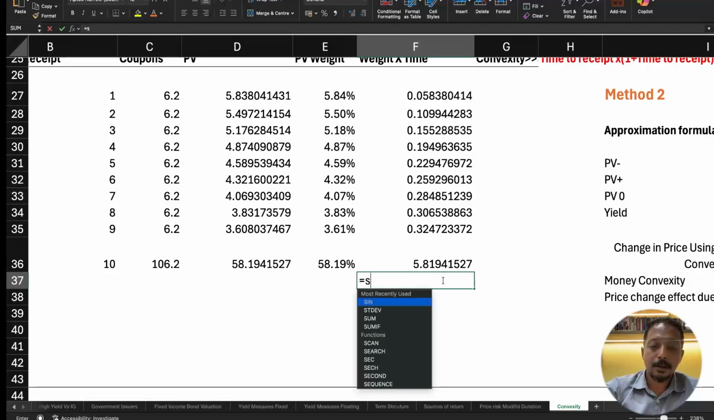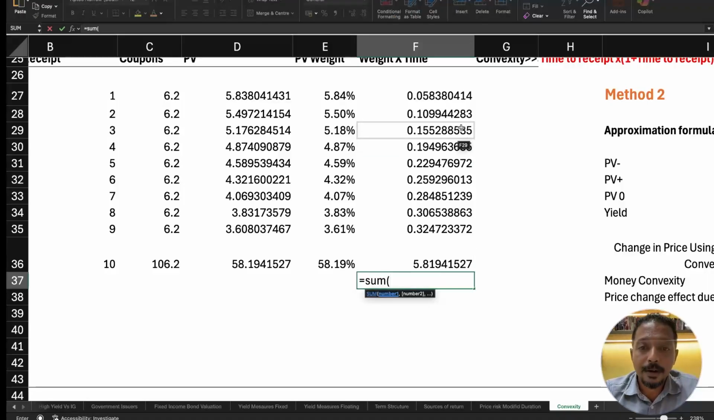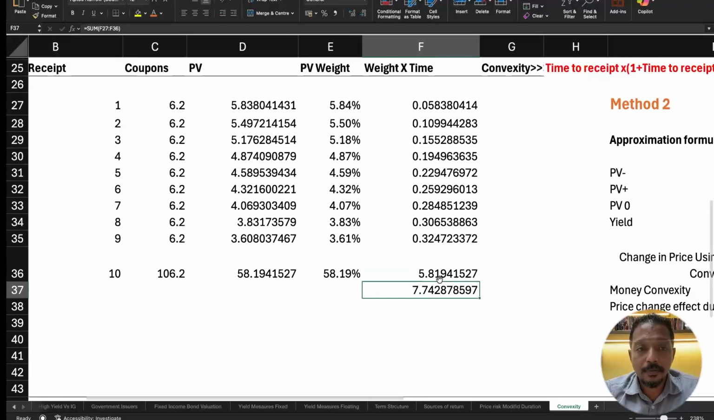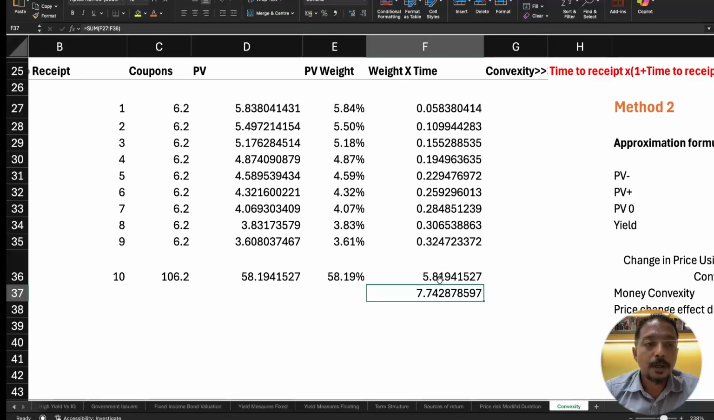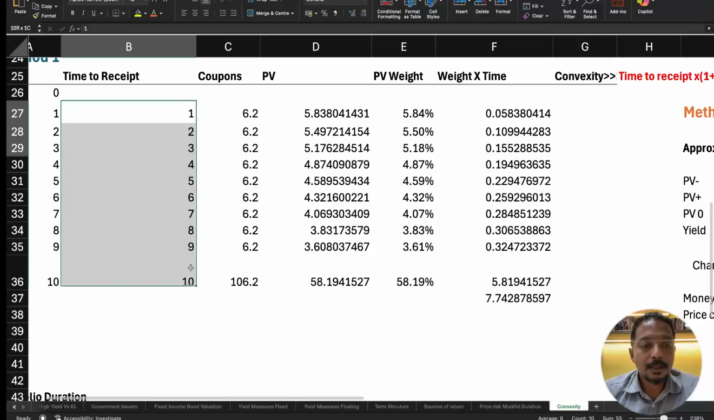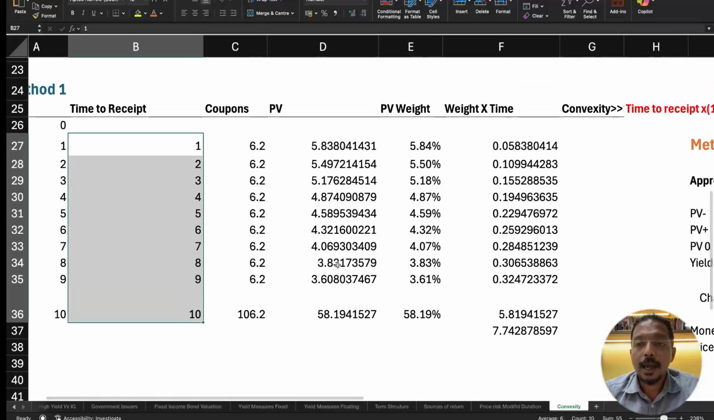Now we sum this up, and this is exactly what we calculated in the previous lecture, the annual portfolio duration, right? This is 7.74. Now I'm saying annual because if these were, let's say, semi-annual periods, then I would obviously have to divide it by 2, right, to get the duration for annual.